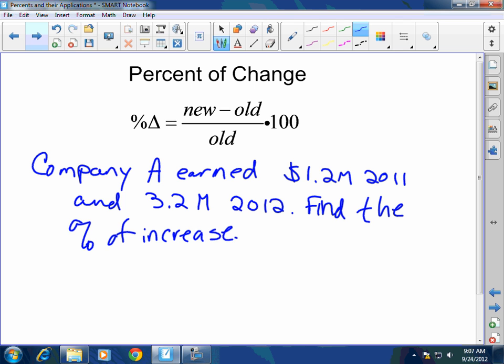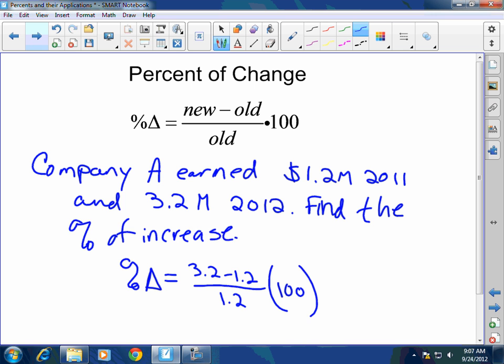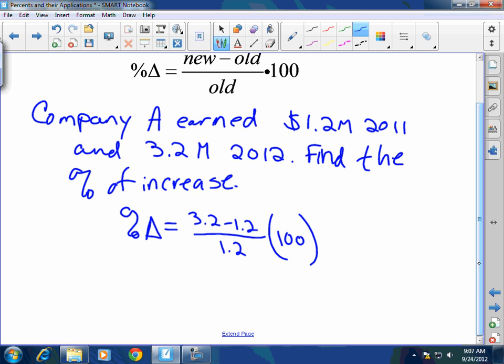So this is a very, very simple formula. Percent change, triangle means change in physics. Percent change means new value minus old value divided by old value times 100. So this is easy. This is 3.2 minus 1.2, we're dealing in millions, over the original 1.2. You're going to multiply that times 100 because you're going to turn that decimal into a percent. Remember, we're going decimal to percent. You move 2 places to the right, which means you multiply by 100.